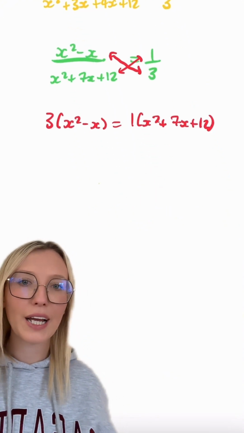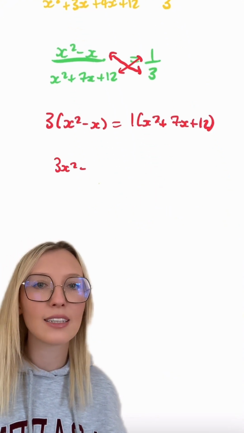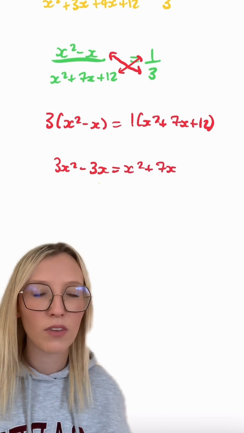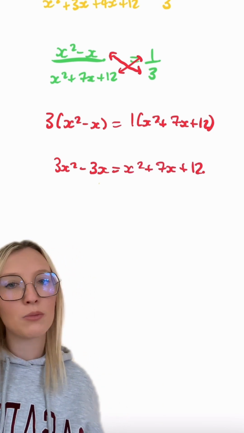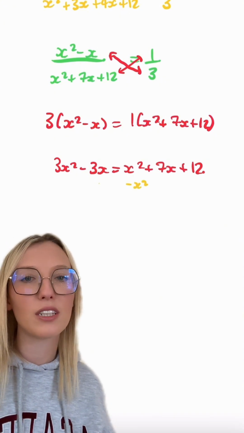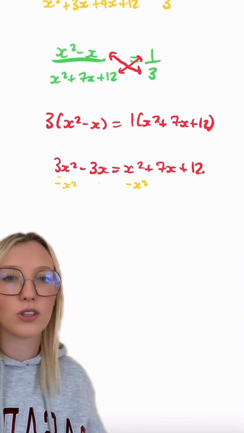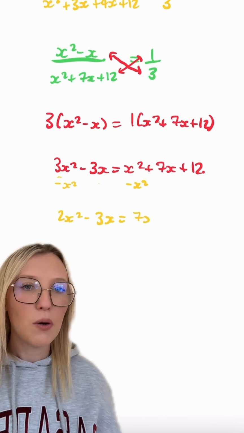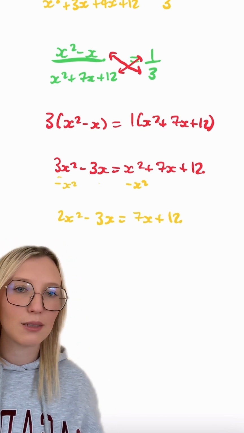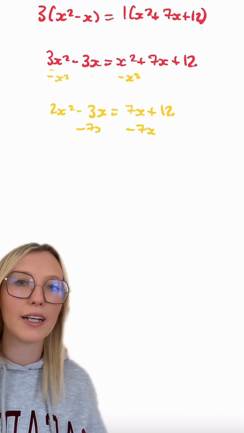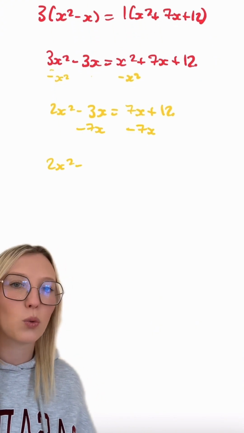Let's multiply these out. We're going to be left with 3X squared minus 3X equal to X squared add 7X add 12 on the other side. We now want to get all of our terms onto one side of the equation. So let's start by subtracting X squared from both sides. We're going to be left then with 2X squared minus 3X equals 7X plus 12. We then want to remove the 7X, so let's subtract 7X from both sides. And we're going to be left with 2X squared minus 10X equaling 12.